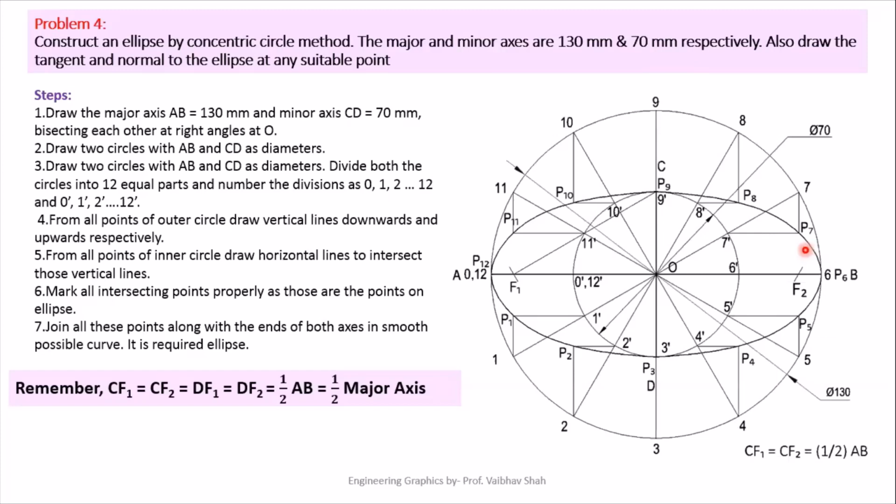And after getting this ellipse, your example is over. After that, you have to give dimensions, the given major axis and the given minor axis.